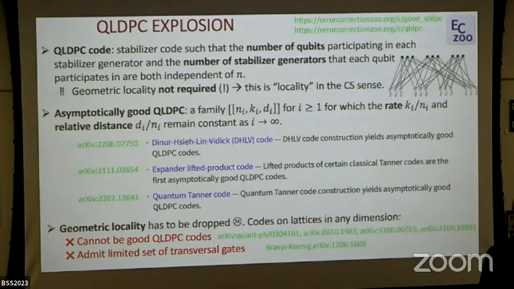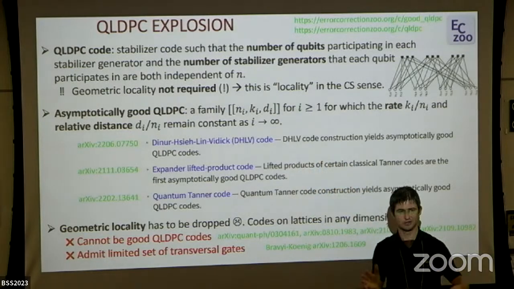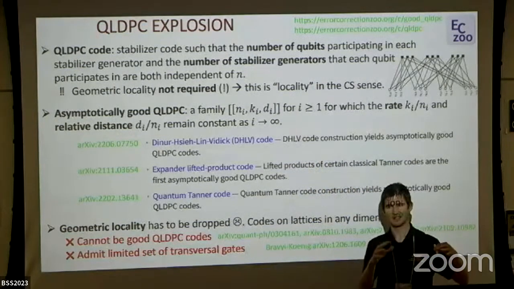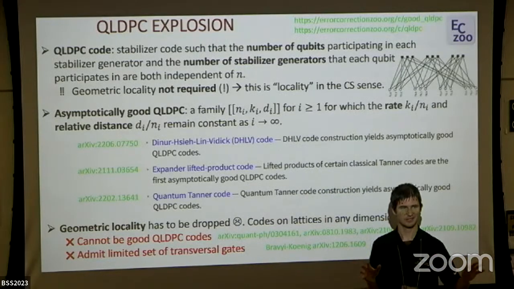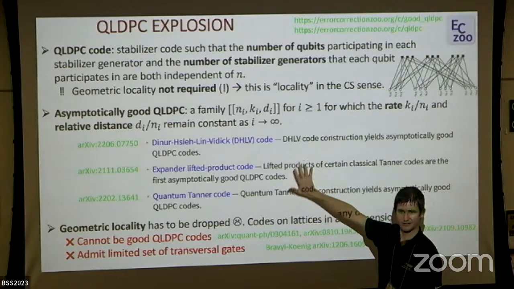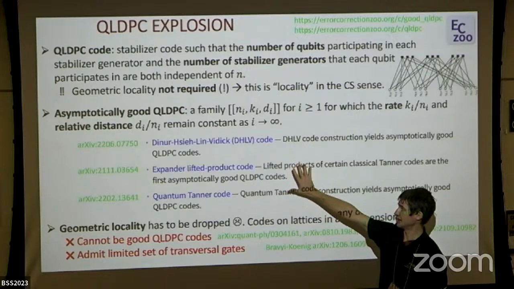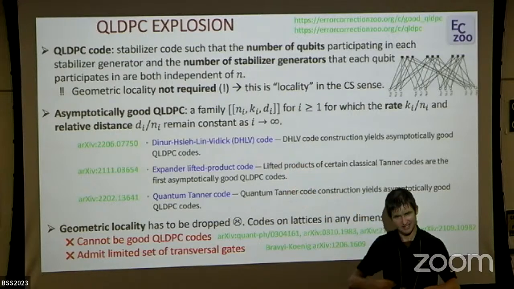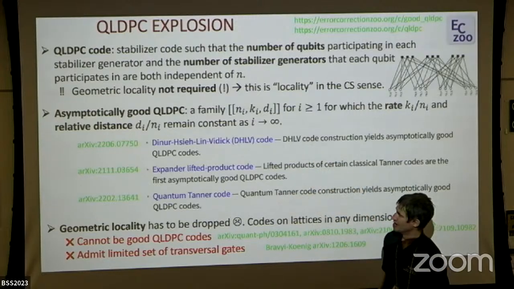And the problem is that none of these codes are on geometrically local or Euclidean spaces. They're all defined in these highly interconnected things called Cayley complexes, basically. And I do not want to go into that. But it's a lot of expander graphs. It's a lot of this type of theory from classical coding theory that was plugged in here, mixed together with the CSS construction, and out popped these asymptotically good codes.